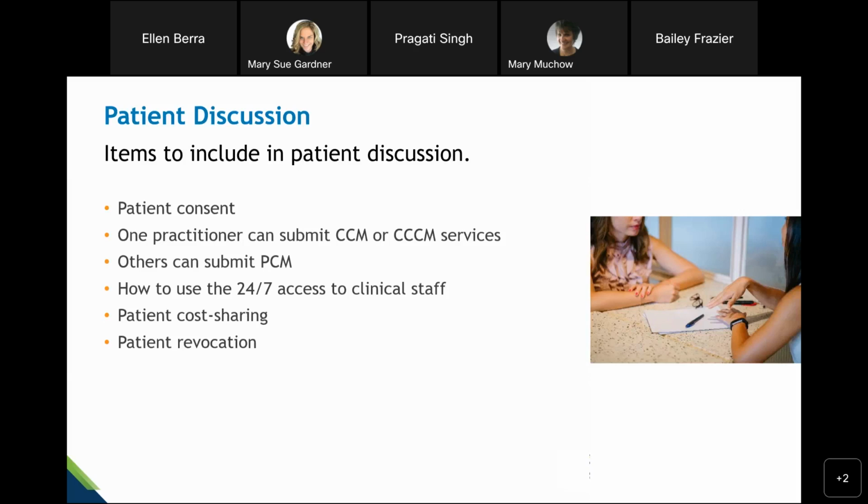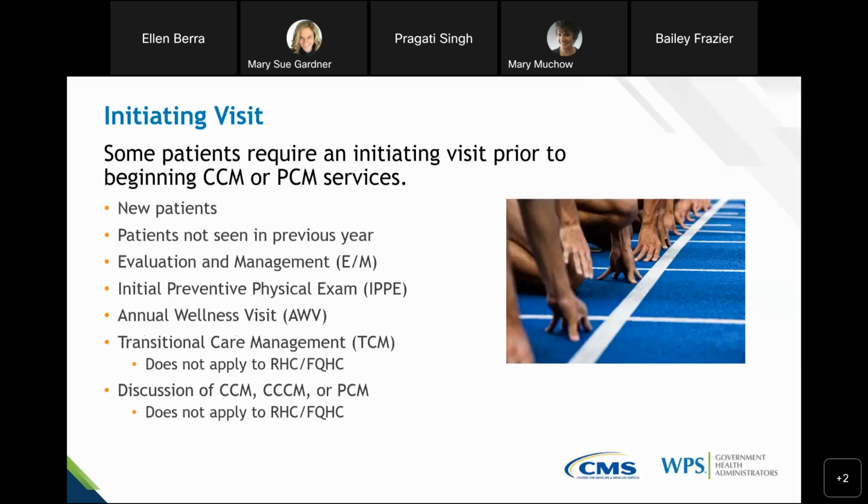You want to let the patient know how to access that clinical staff. And then the last bullet point, the patient can revoke this if they choose. That revocation is at the end of the month. And if you have provided services during that month, then you can still go ahead and bill for those services.